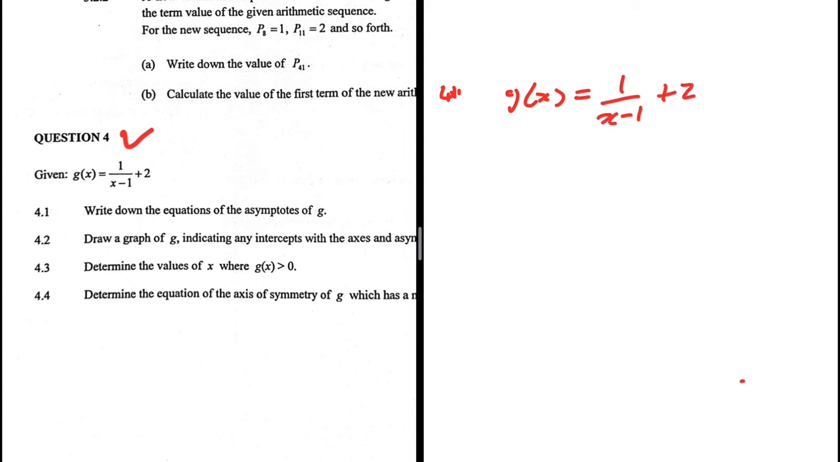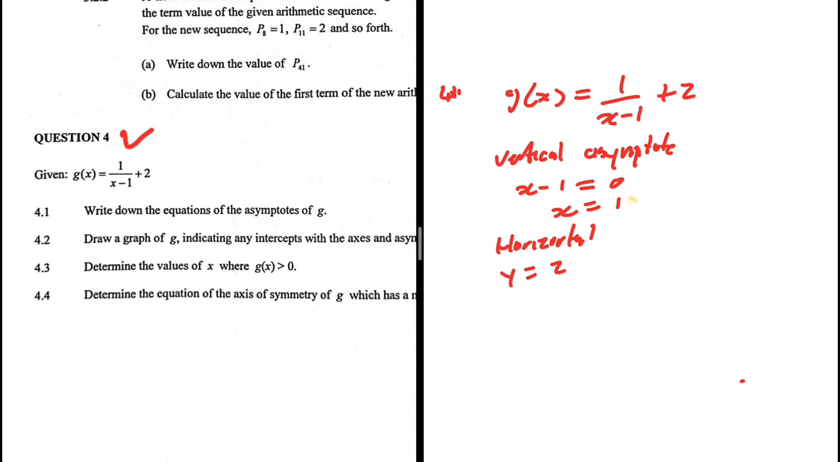So in order to find our asymptotes, let's start with the vertical asymptote. For the vertical asymptote, we need to equate this denominator to 0, because you cannot divide by 0. So that value of x will be our asymptote. So x minus 1 is equal to 0. X is equal to 1. That is our vertical asymptote. And now our horizontal asymptote will be y is equal to 2, because we know that the graph cannot touch 2. So horizontal asymptote, y is equal to 2. There we go. X is equal to 1 and y is equal to 2 are our asymptotes.